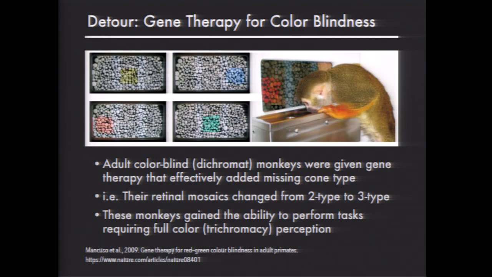Another potential application of this is for studying color blindness. So in 2009, people did an experiment where they took some colorblind monkeys and used gene therapy to randomly modify some of their cone cells to express a third type. So now these adult monkeys who had always grown up with only two types of cone cells suddenly had a third type of cell. And the scientists found that these monkeys learned to use the third type. They could now differentiate between colors that they were unable to differentiate between before.